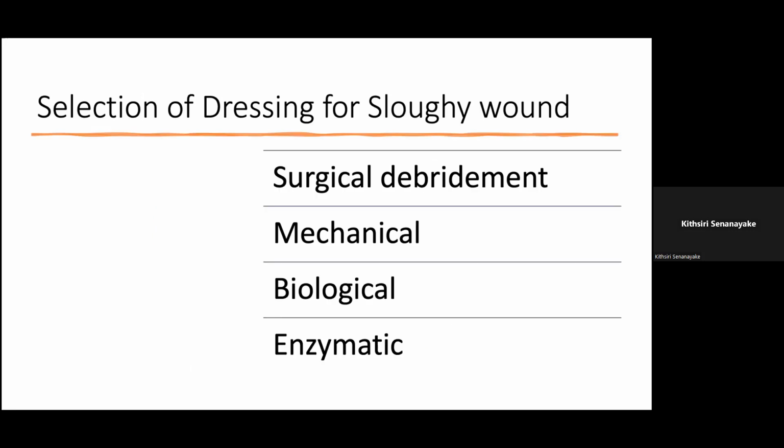Okay. So if you see a sloughy wound, surgical debridement is actually not the option, but sometimes we can use it. If you see necrotic tissue, surgical debridement is the option. Sometimes if you have lots of slough, we can carefully remove the slough, and please remember not to harm the granulation tissue. And also we can use mechanical debridement, biological debridement, and enzymatic debridement to remove the slough.